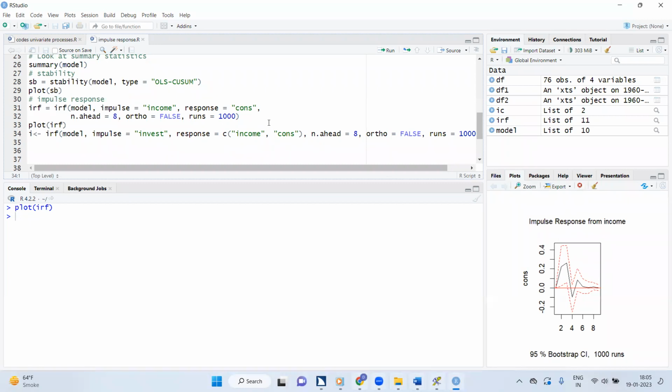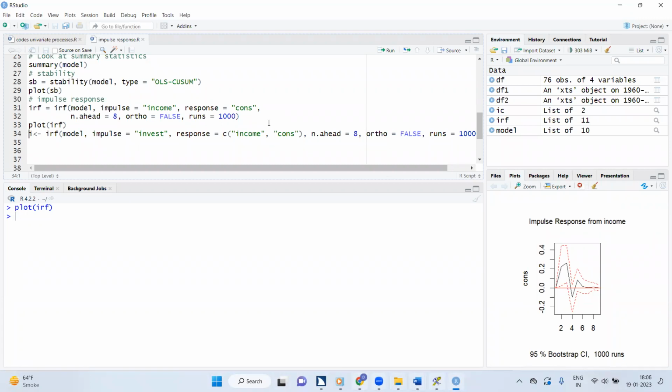Now we can find out how much variance in the forecast error is caused by a particular factor. For example, let's say we're trying to forecast consumption. Consumption will have a forecast error, and there is a variance associated with this forecast error. Now, what proportion of this variance is caused by income, what proportion is caused by investment, and what proportion is caused by consumption itself? This information is helpful in determining how much is the impact of a variable on another variable. So these are similar information, but yes, they are difficult to interpret.